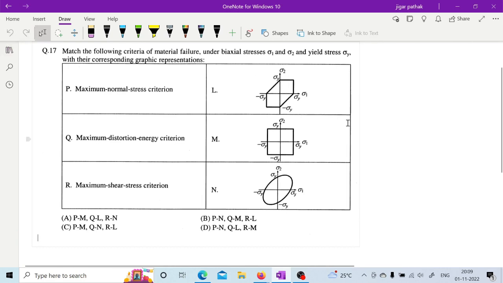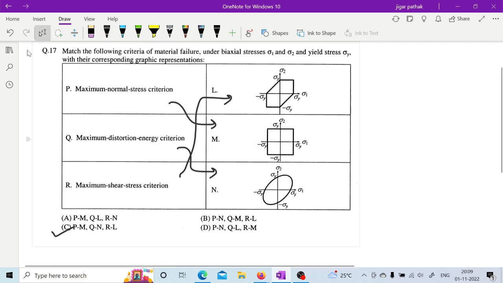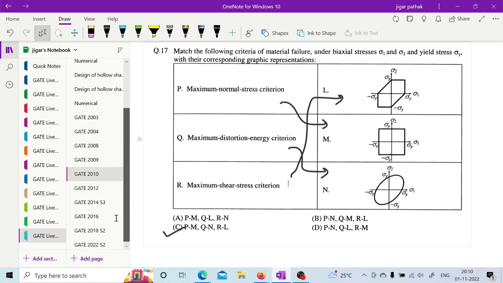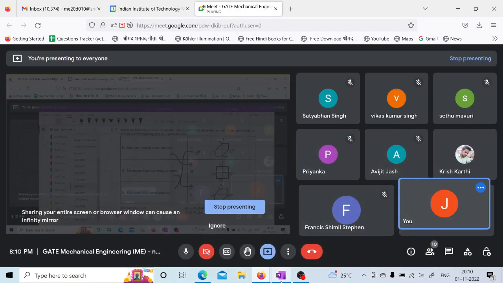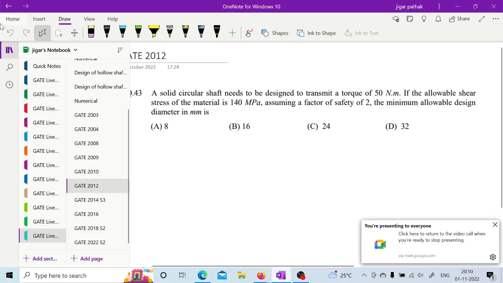The next is this match the following, according to the theory of failure. You remember we have discussed this. Anyone can attempt this? C, sir. Correct. Because P will be M, Q will be N, and R will be L. Correct. Okay. All of you got it? Yes sir. Okay, let us go to the next one.